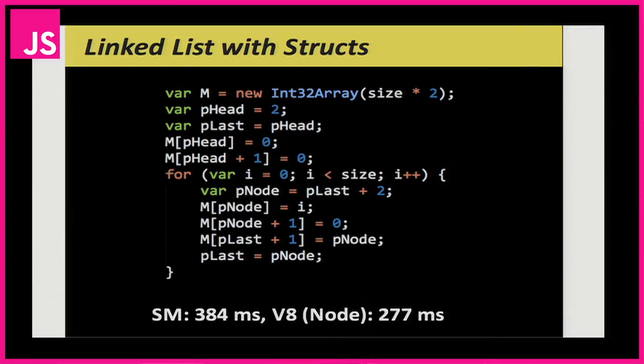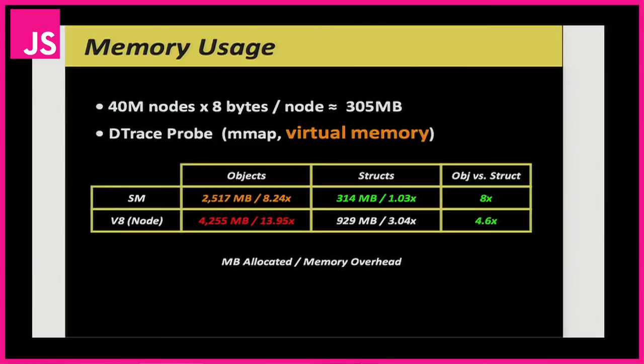Now, this is obviously for several reasons. But what is more interesting is the memory usage. So I used a dtrace probe to measure the amount of memory that's requested from the operating system by both SpiderMonkey and V8. And in the example with objects, it's about 2.4 gigabytes, right? The actual amount of data that we really need is only about 300 megabytes, right? But the amount of memory requested is much, much larger. So it's about 8.24 times in SpiderMonkey. And in V8, it's about 13 or so.